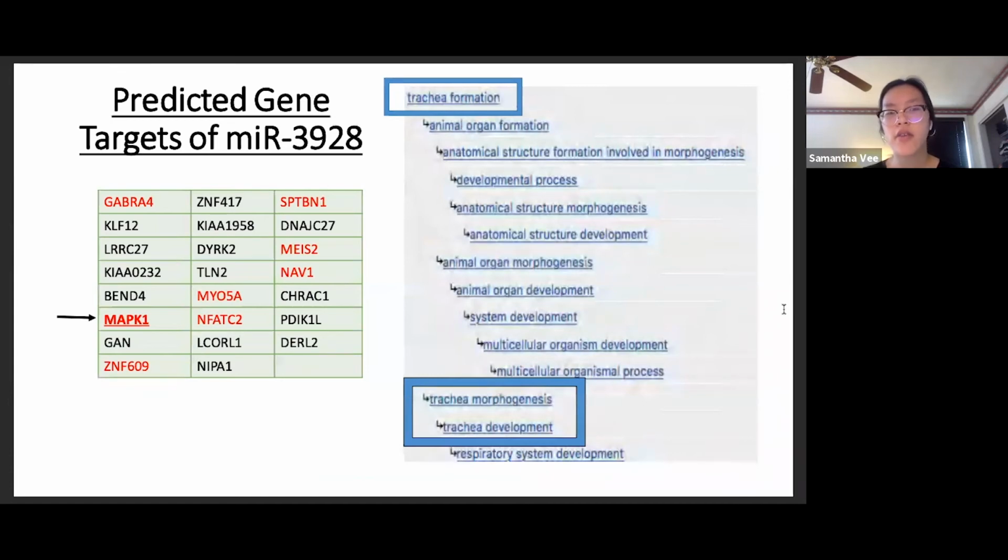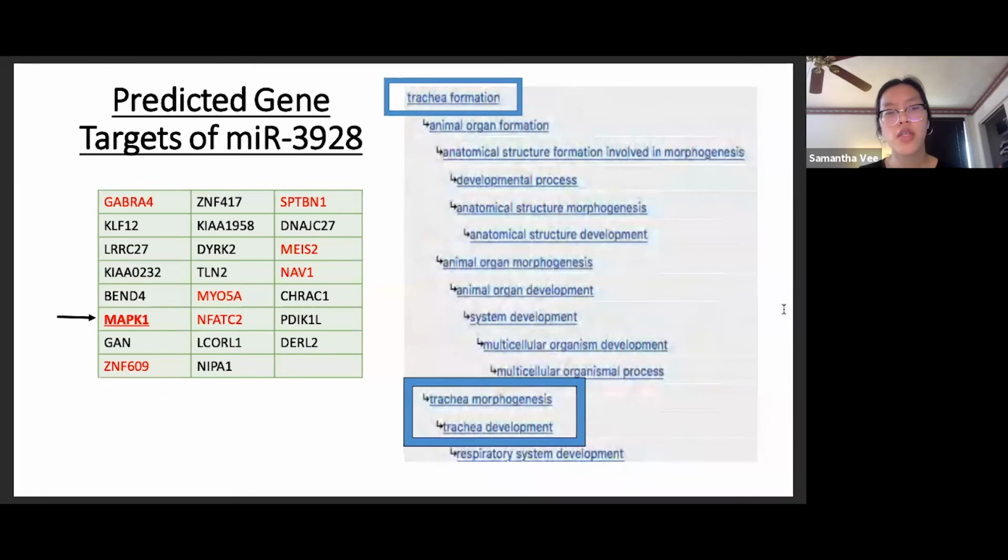We also compiled a list of predicted gene targets of MIR3928 from 3 different online tools for microRNA target prediction. These 23 genes appeared across all lists as potential gene targets. We took various combinations of genes from this list and ran gene ontology analysis using the Panther database, which profiles large sets of genes and their known functions.